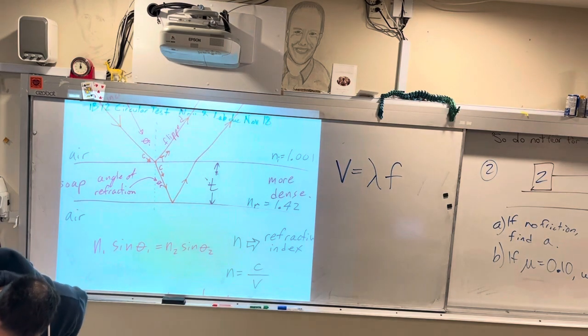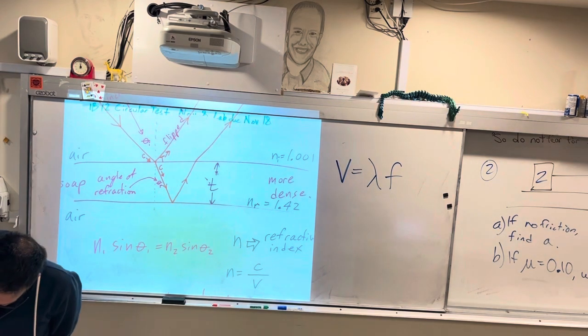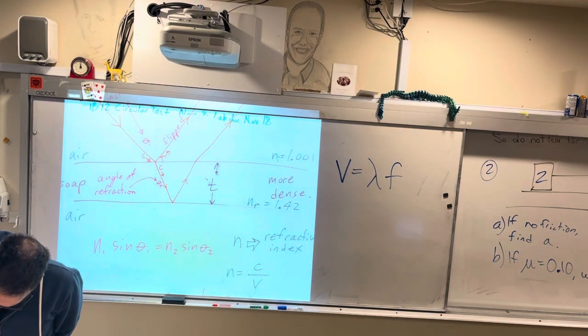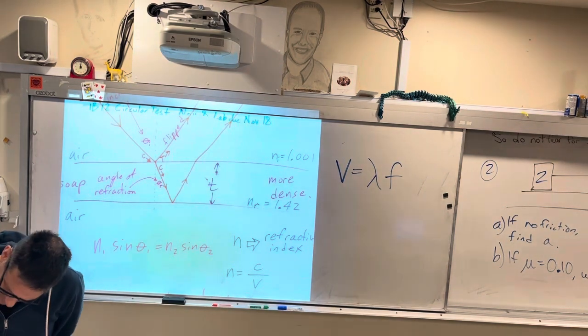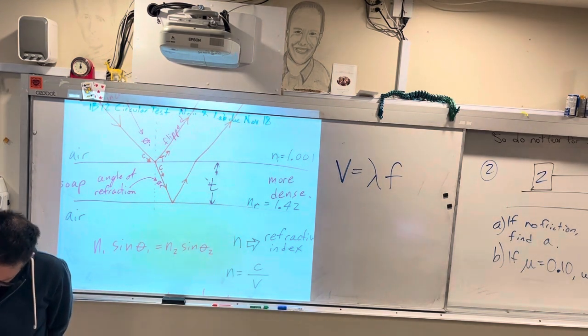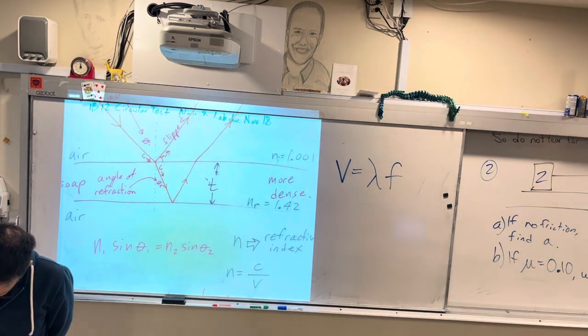V over F, yes. And you're going to have C over N2 F. You need to find the new wavelength, right? That's what you need to find. What was this V2 called? V2 over F. What is this called? Lambda 2. Yep, so V2 over F.